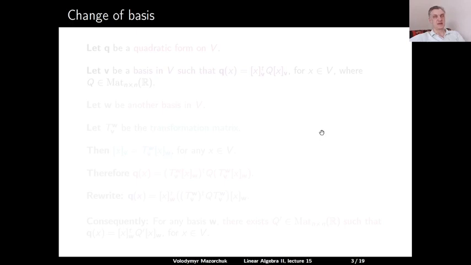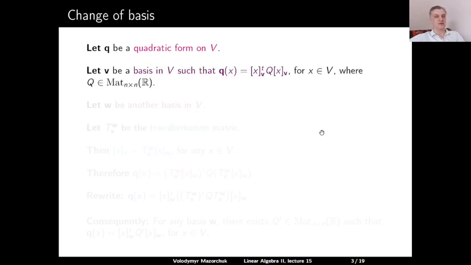Let us first discuss how the expression for the quadratic form changes if we change a basis. So let bold Q be a quadratic form on V. Let bold V be a basis of V, such that the value of our form bold Q at x is computed as in the definition: the coordinates of x in bold V transposed times some matrix capital Q, an n times n matrix with real coefficients, times the coordinates of x in the basis V.